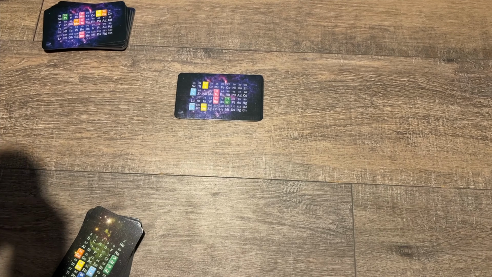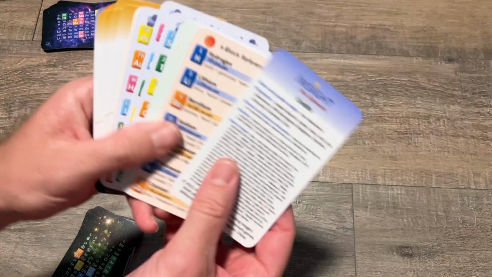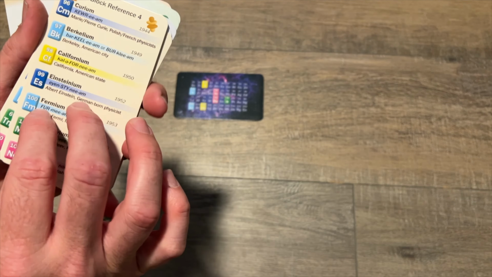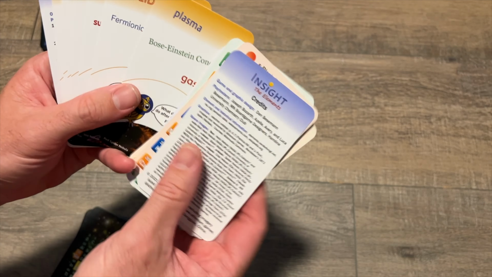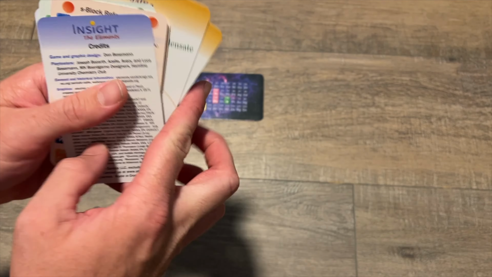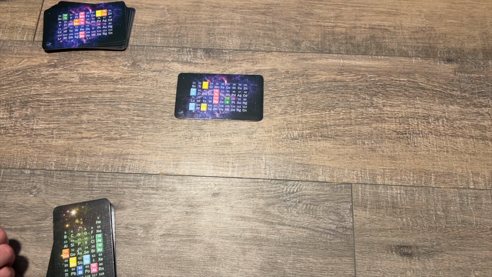That's how you play all the different variations of Inside the Elements. But really and truly, it's a teaching tool because it comes with all of these references for the different blocks, when they were discovered, who discovered them, where, and all that sort of stuff. Some of the different things about solid, plasma, gas, liquid, all this sort of stuff. Teaching tools for everything you need to know about the periodic table, which is pretty doggone important.